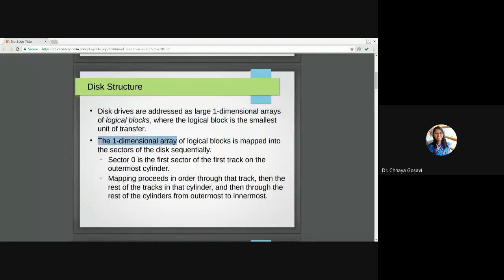The one-dimensional array of logical blocks is mapped into the sectors of the disk sequentially. Sector 0 is the first sector of the first track of the outermost cylinder. So just remember these names, sector and cylinder. Mapping proceeds in order through that track, then the rest of the tracks in the cylinder, and then through the rest of the cylinders from outermost to innermost.